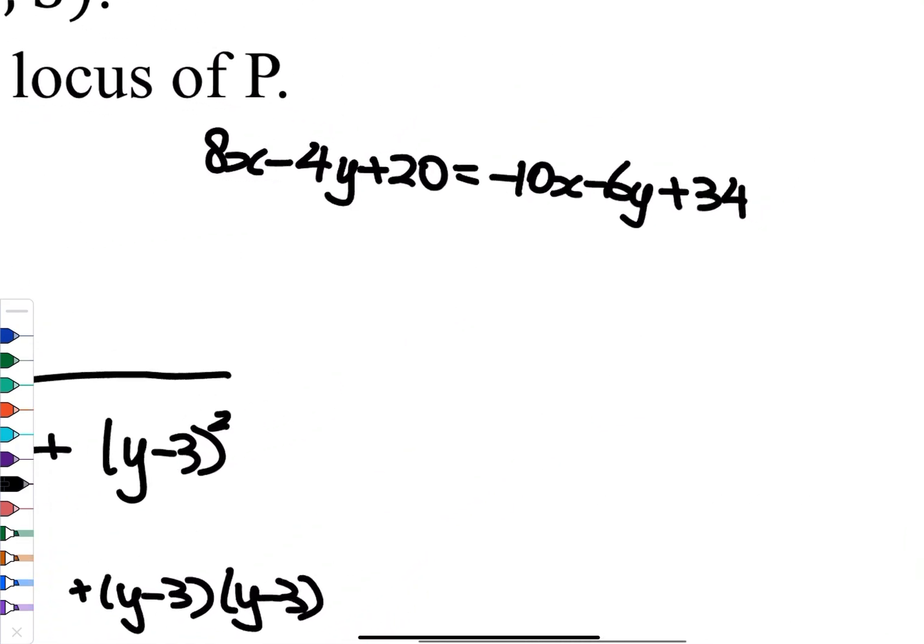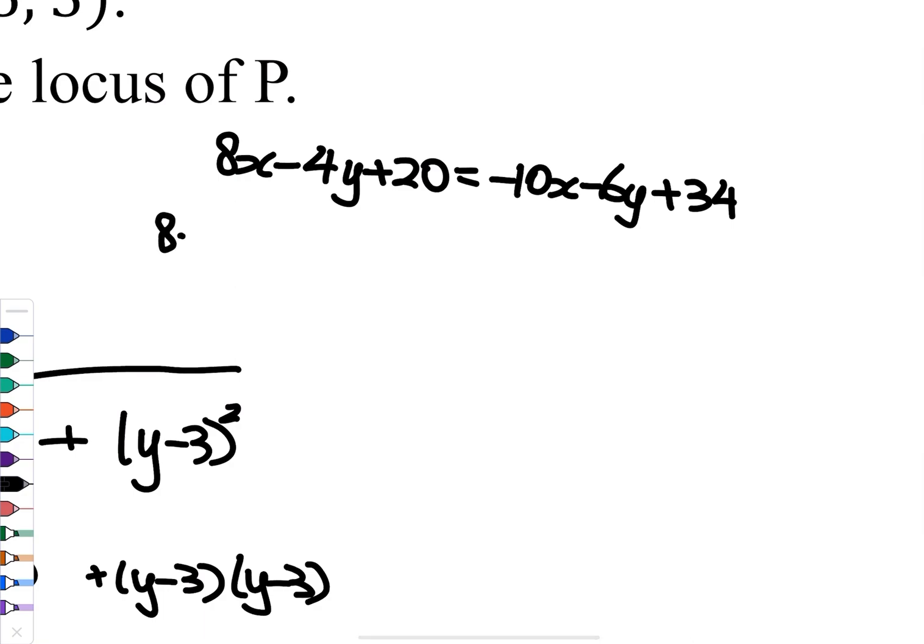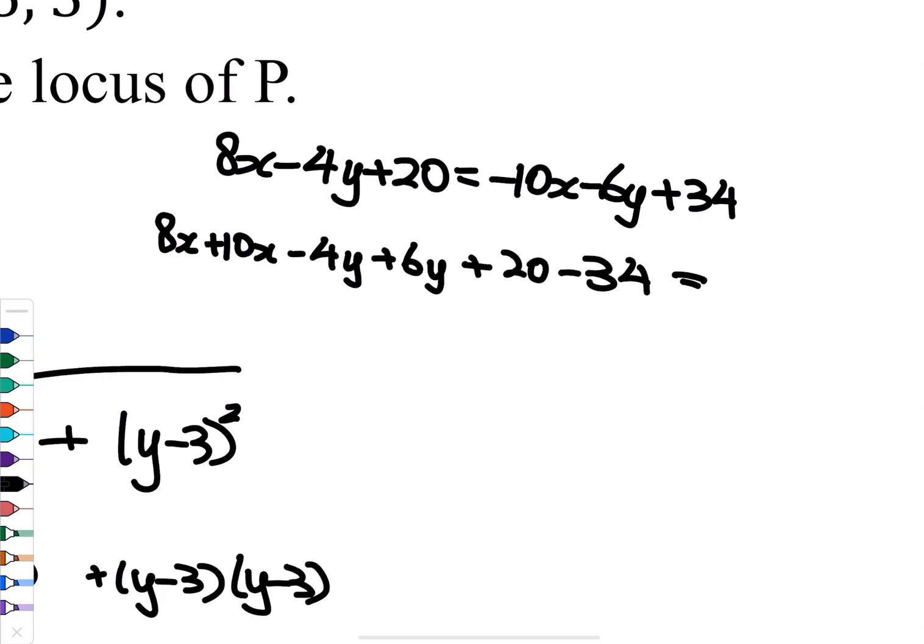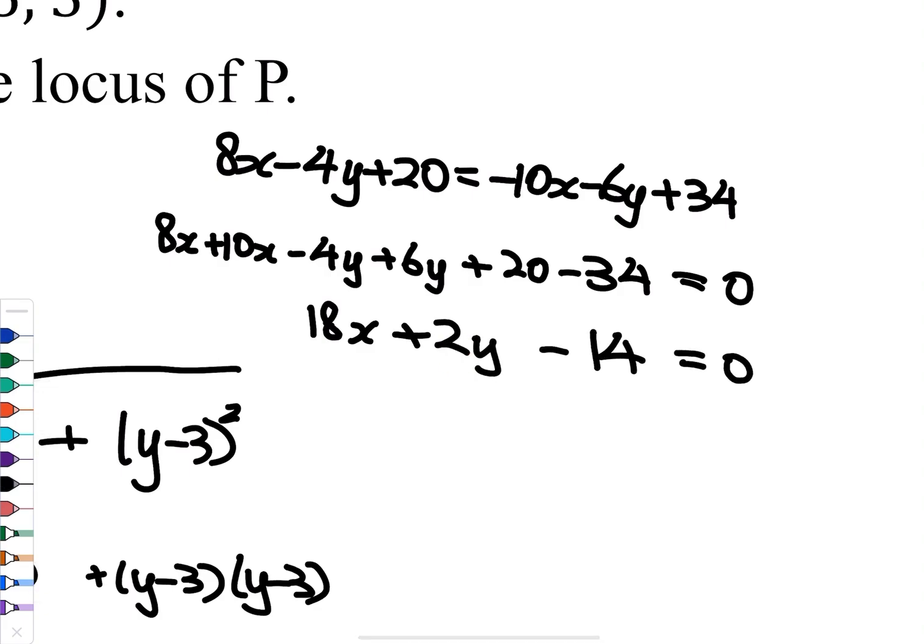And we put everything on one side. So 8x plus 10x, negative 4y plus 6y, 20 minus 34 equals 0. 8 plus 10, 18x, 2y minus 14 equals 0. Is there any number that they can be divided by? Since they are all even numbers, they can all be divided by 2 at least. So you will have 9x plus y minus 7 equals 0.